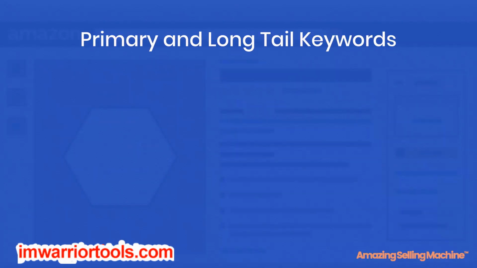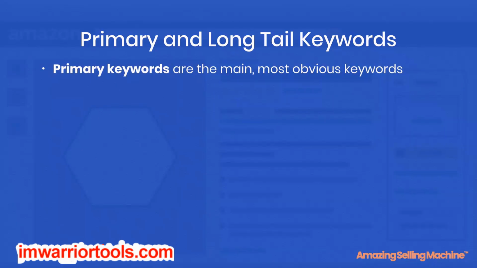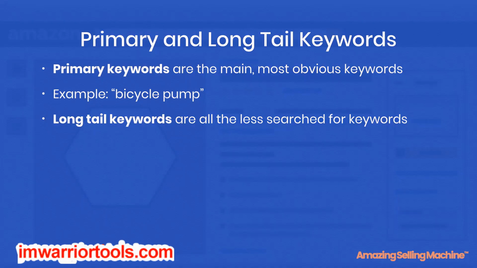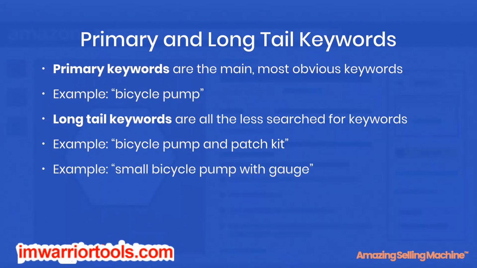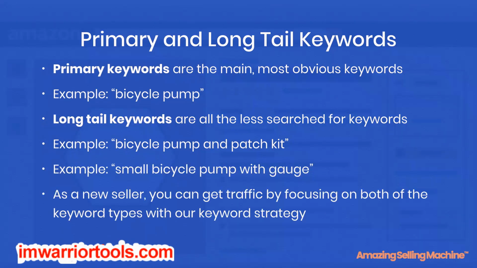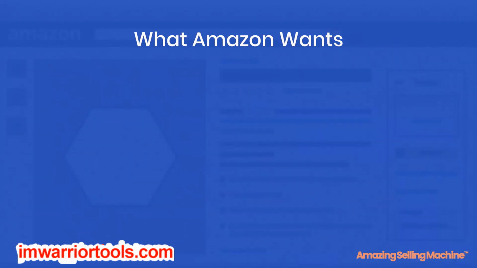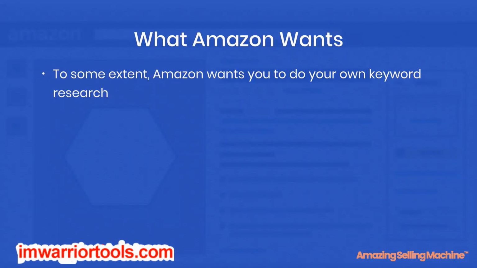So there are primary and long tail keywords. Primary keywords are the main, most obvious keywords and are normally 2 or 3 words. For example, bicycle pump. Long tail keywords are all the less searched for keywords and are normally longer. An example might be bicycle pump and patch kit, or small bicycle pump with gauge. Now, as a new seller, you can get traffic by focusing on both of the keyword types with our keyword strategy.